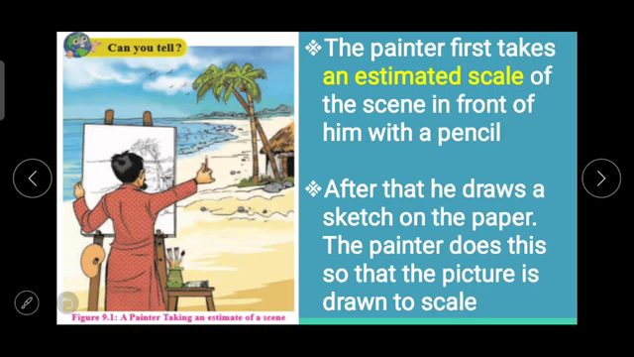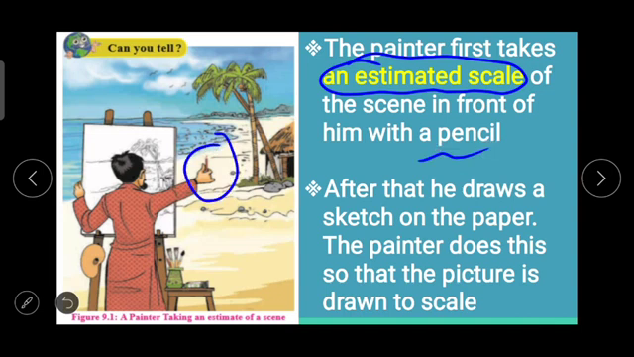Now in detail, if we discuss this, the painter in this picture on the screen takes an estimated scale of the scene in front of him with a pencil. So the pencil is there for taking an estimate. Then after that he draws a sketch on the paper. As you can see here, the painter does this so that the picture is drawn to scale. Here there is no exact scale, but with the help of the pencil he can take an estimated scale.